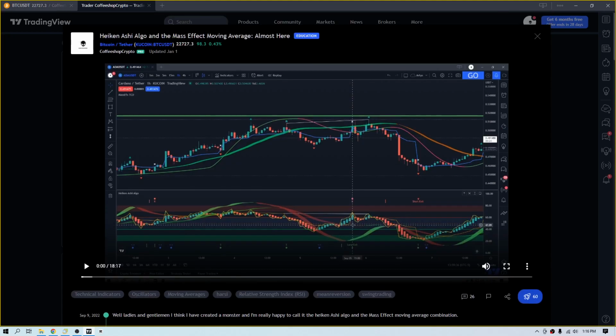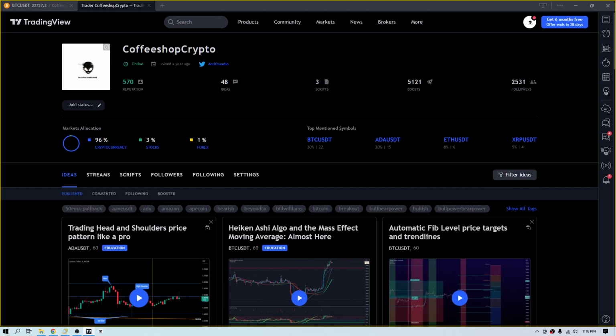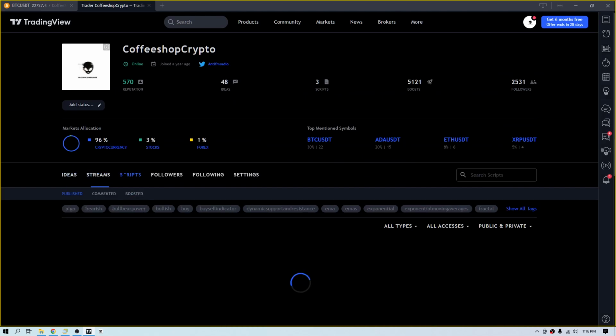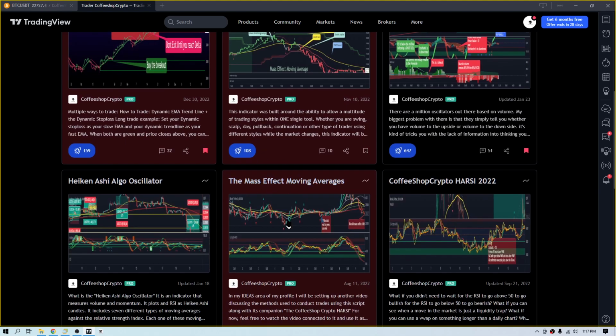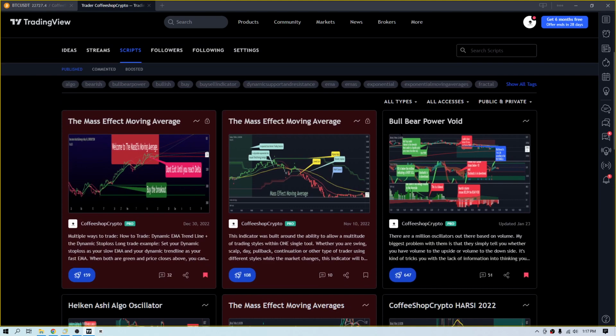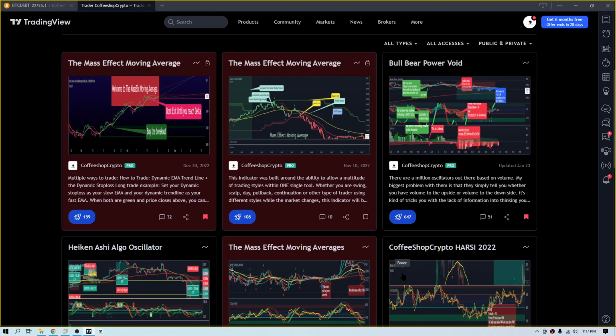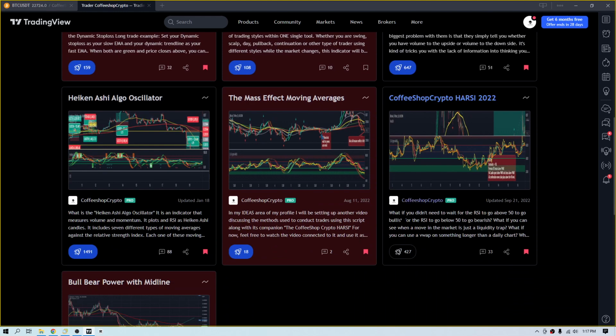But most importantly, while you're in here, you know what you're supposed to be doing. Go to my profile, go to my scripts. Now you can see Mass Effect, it's red. I put it up here 3 times and they took it down. So go to the Bull Bear Power Void, right? And click that little boost button right there. Go to any one of them, the other, the Heiken Ashi, click the boost button. Just boost it up.